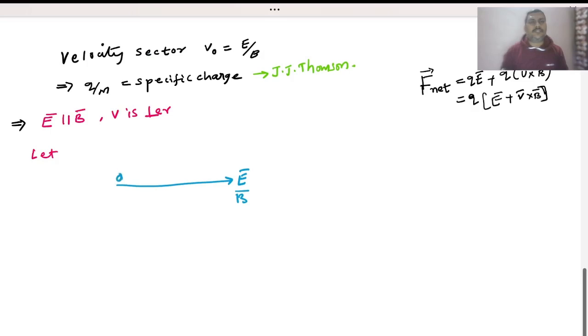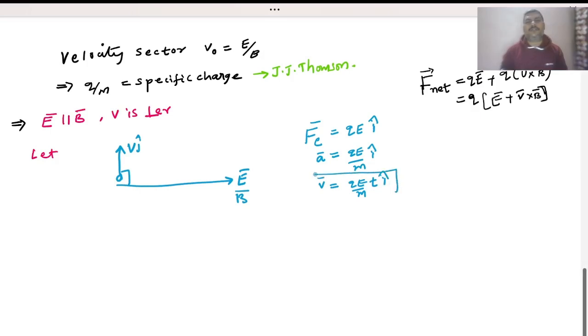So here there is a charge projected with velocity V in J cap, perpendicular to E bar and B bar. Now there are two forces. One is the electric force, which is equal to QE, along I cap. The acceleration of this particle is force by m, Q by m E into I cap. After some time, the velocity of this particle is Q by m E into t, because initial velocity is 0, along I cap. So this is the velocity of the particle due to the electric field.